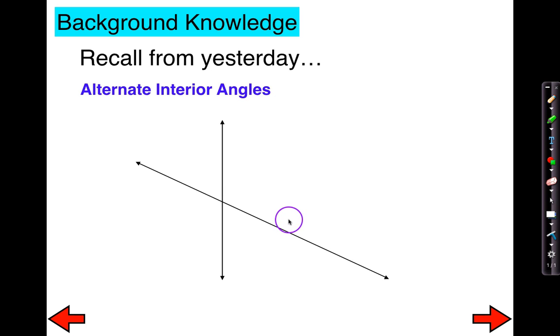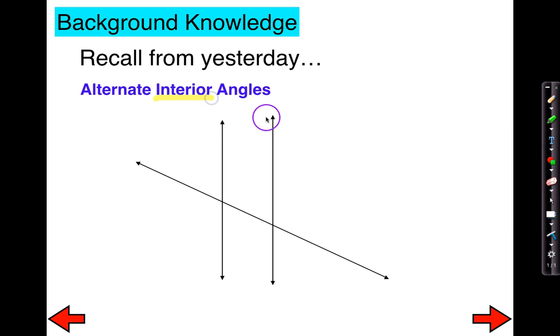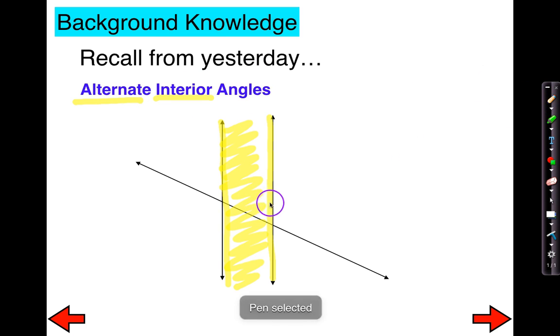Now, what about alternate interior angles? Well, exactly like the name says, it's the interior. Interior of what? The interior of the parallel lines. So if you were to focus on the parallel lines, the interior would be on the inside. So since it's alternate interior angles, every single location needs to be the opposite.